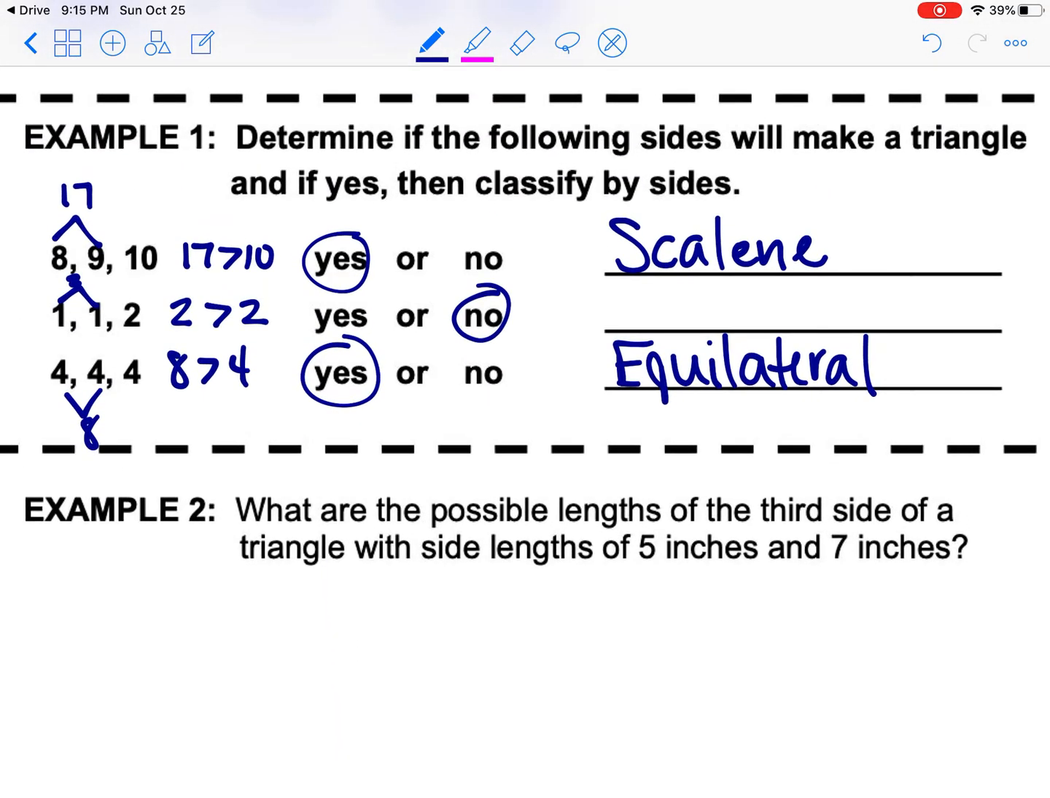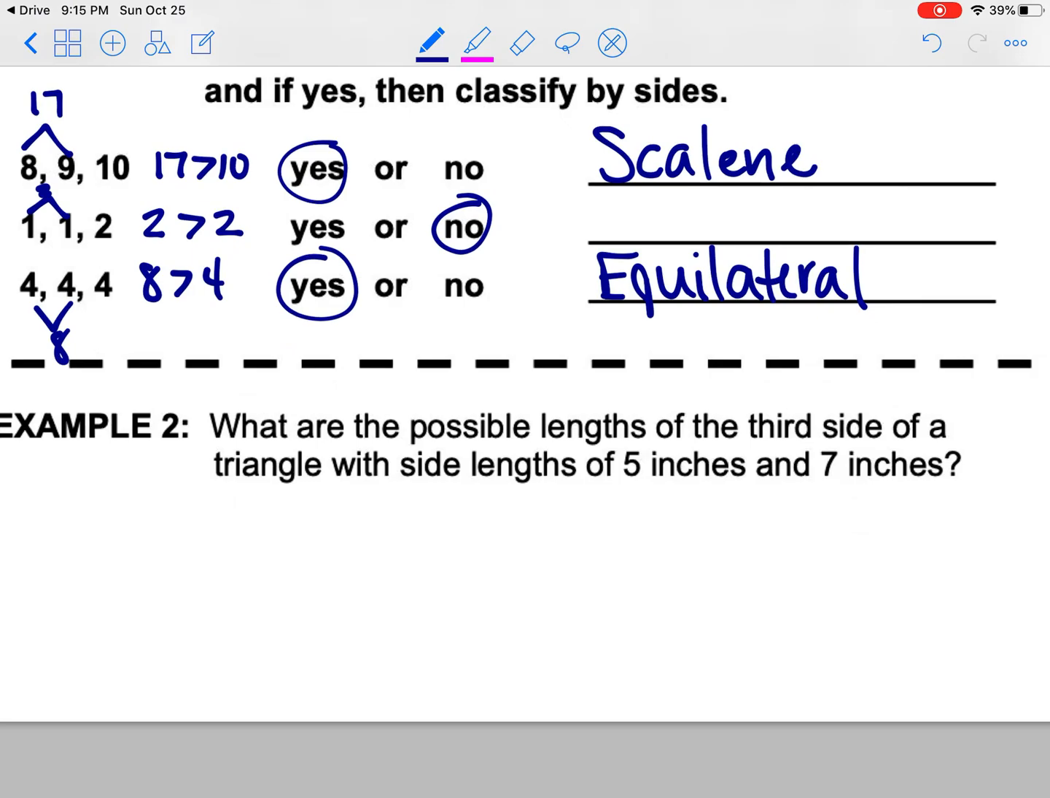So then let's say, okay, well, if I give you two lengths, 5 and 7, what are the possibilities for those lengths of the third sides? Well, it's going to be a range because remember, if we take the two smaller sides, it has to be greater than the third side. Well, if 5 and 7 are the smaller sides, then we have to think about that. But if 5 and 7 are the bigger sides, then we have to think about that case.